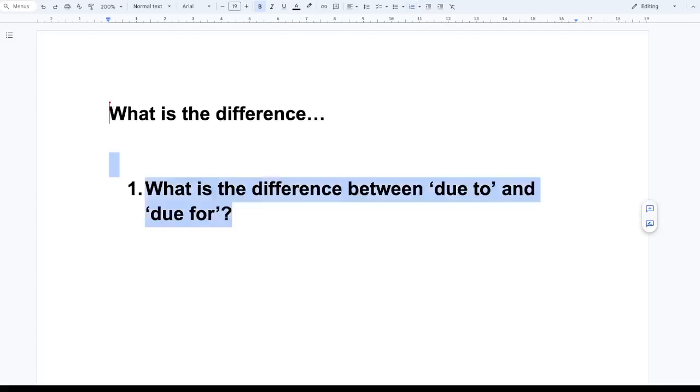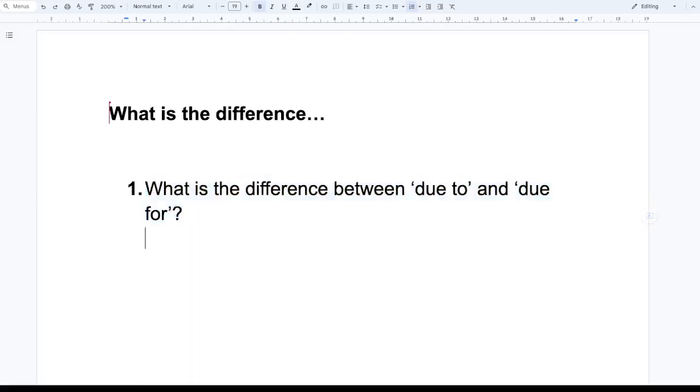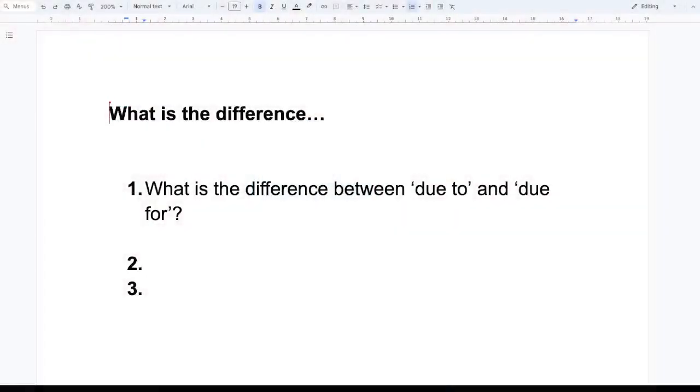Okay, and this is something that happened in my class recently. As I said, my name is Alan. I'm a teacher at SET English, and we do 4 hours of live interactive classes every day on Zoom. So I was discussing this today with my class. What is the difference between due to and due for? What do you guys think?